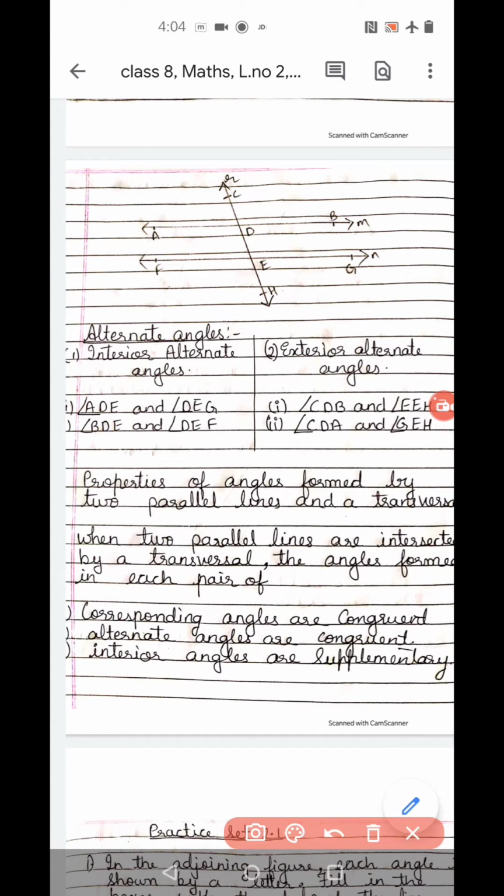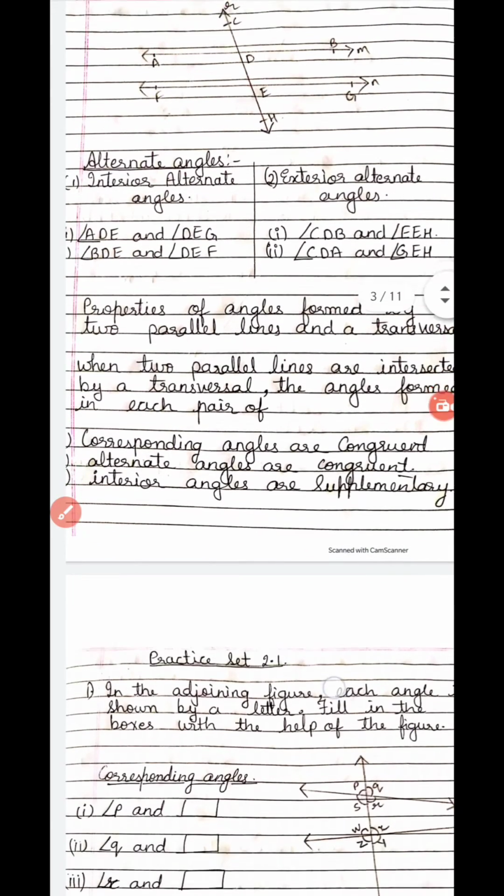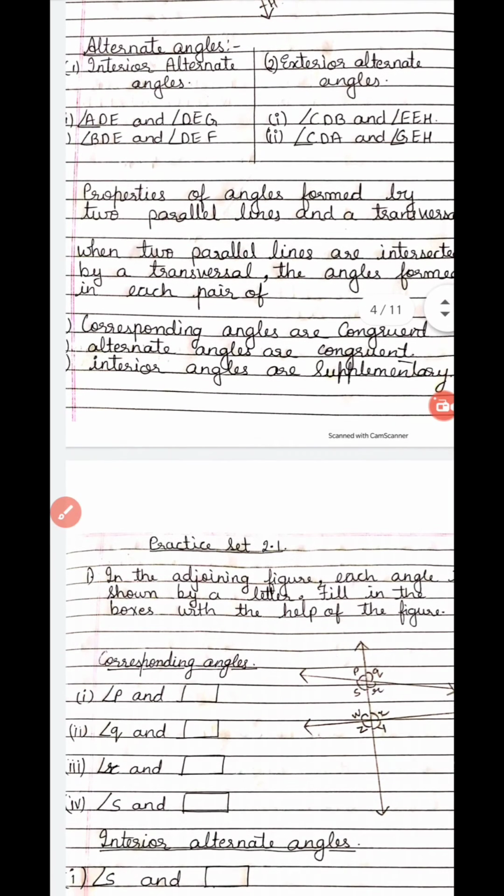So exterior alternate angles you can make: angle CDB and angle FEH, and the other one is angle GEH and angle ADC. These are the exterior angles, exterior alternate angles. Now these properties are very important for you all to learn, because on the basis of these properties only you will be able to solve your questions.